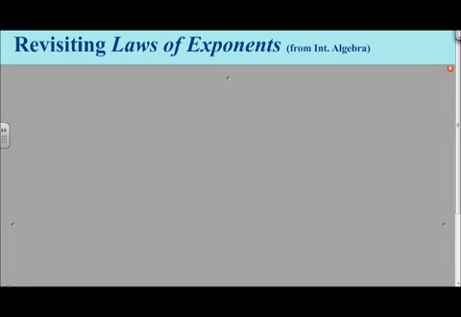This is the first screencast for our Unit 9 on exponential equations and functions. Before we can solve exponential equations, we want to do a thorough review of the laws of exponents. All of these laws of exponents you should have seen already in integrated algebra, but we do need to do that thorough review. So let's get started.